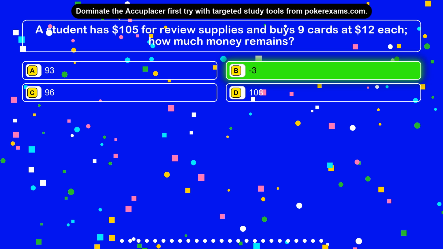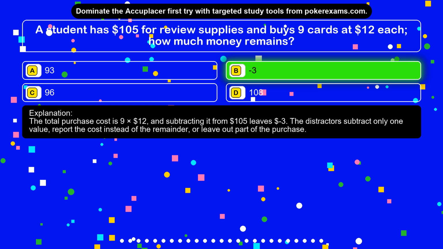The total purchase cost is 9 times $12, and subtracting it from $105 leaves $3. The distractors subtract only one value, report the cost instead of the remainder, or leave out part of the purchase.